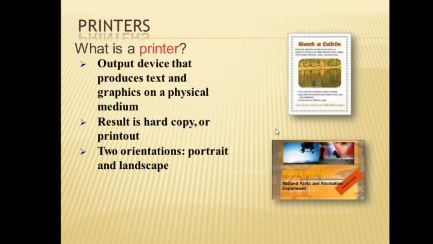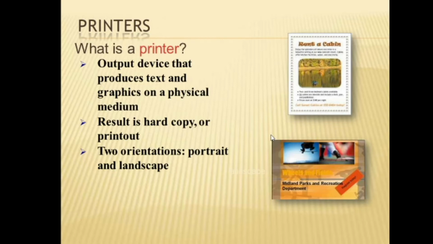A printer is an output device that accepts text and graphic output from a computer and transfers the information to paper, usually standard size sheets of paper. Printers vary in size, speed, sophistication, and cost. The output device that produces text and graphics on a physical medium. The result is hard copy or printout. Two orientations.